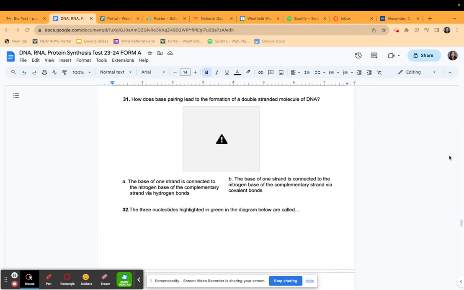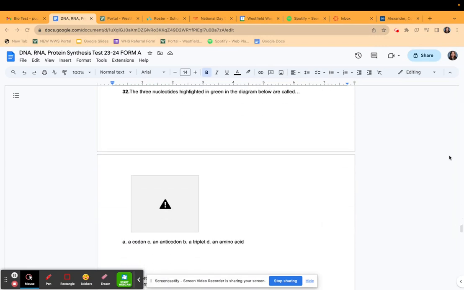31. How does base pairing lead to the formation of a double-stranded molecule of DNA? A, the base of one strand is connected to the nitrogen base of the complementary strand via hydrogen bonds, or B, the base of one strand is connected to the nitrogen base of the complementary strand via covalent bonds.